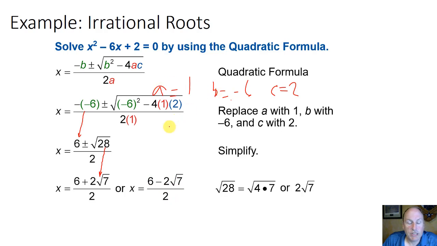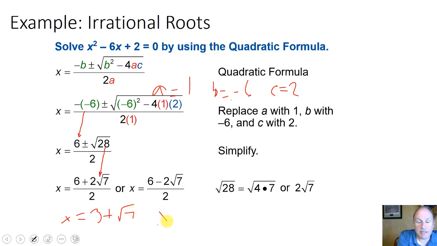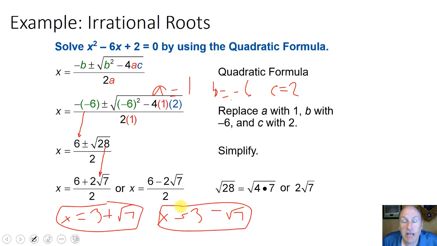Okay, so we're going to take it one more step, and we get x equals 3, which is 6 divided by 2, plus 2 square root of 7 over 2, which is just the square root of 7, or x equals 6 over 2, which is 3, minus 2 square roots of 7 over 2, which is minus the square root of 7. Those are exact answers. If we needed to use a decimal equivalent, we could do that as well and round it to the appropriate number of decimal places.